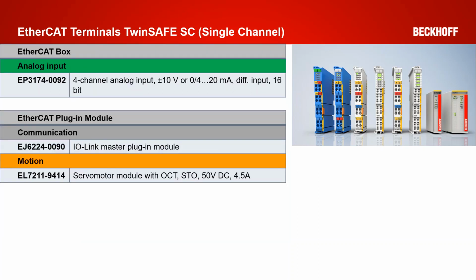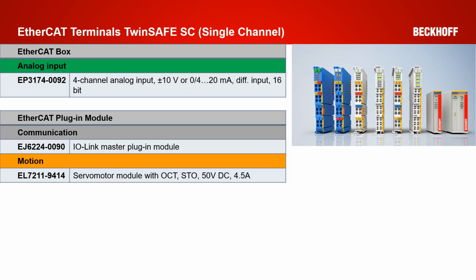On the EtherCAT box side, it means a product with an IP rating of up to IP67. We have an analog input, the EP3172-0092. It's also a 4-channel analog input box module that can be parameterized between a voltage or current input.